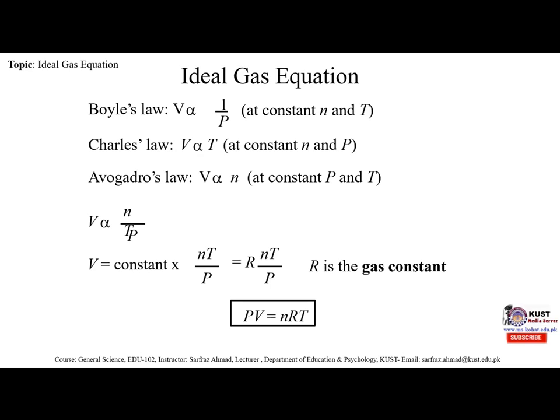So here we use capital R, the ideal gas constant, and we can write down R into NT divided by P. And here we shall shift this P, which is dividing. Here it is dividing, and when we convert it from this side to the left side, then it will be multiplied with V. So we can write down PV is equal to nRT, and that will become your ideal gas equation.